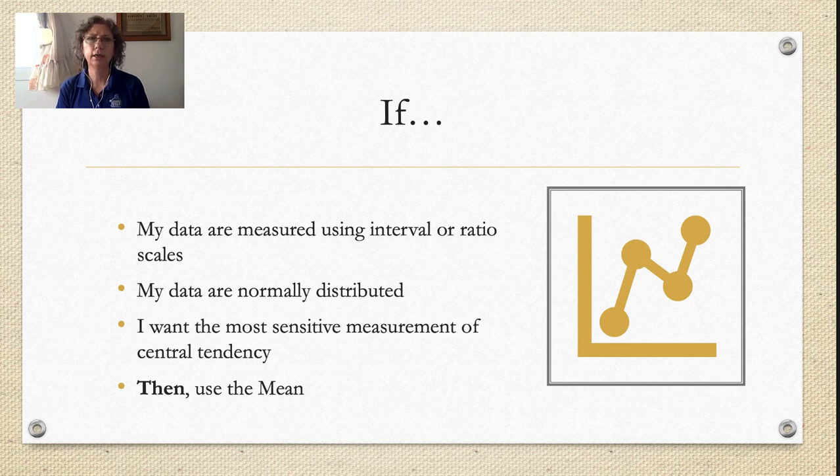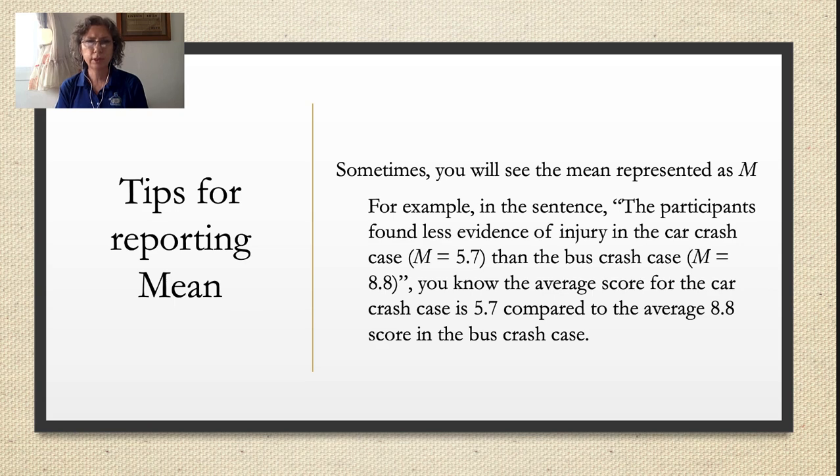If my data are measured using an interval or a ratio scale and they happen to be normally distributed, then I want the most sensitive measurement of central tendency, which would be the mean. Tips for reporting the mean include that sometimes you'll see the mean represented by a capital M that's italicized. For example, in this sentence, the participants found less evidence of injury in the car crash case, mean of 5.7, than the bus crash case, mean of 8.8.